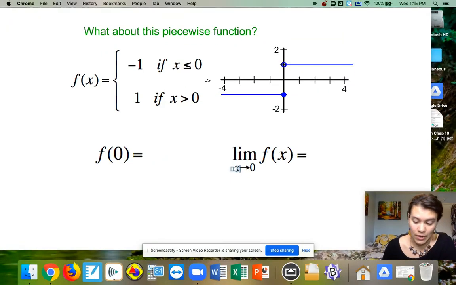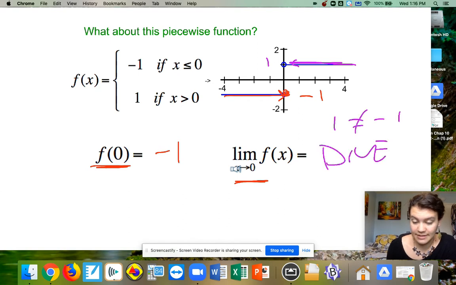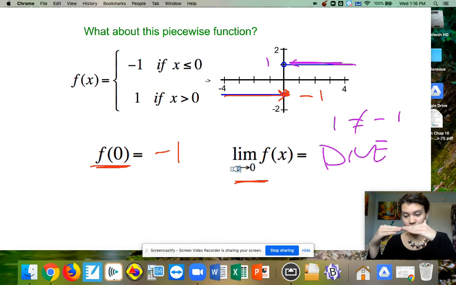All right, what about a piecewise? So here we want to look at when f is 0, what's the closed-in value? We'd get -1. And then if we want to figure out what's the limit, if we come from one side, we're at -1. If I come from the other side over here, we're at +1. And those are not the same. 1 does not equal -1. So your limit does not exist. So you have to be the same thing coming from both sides to get a limit.